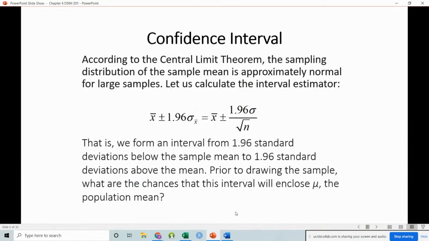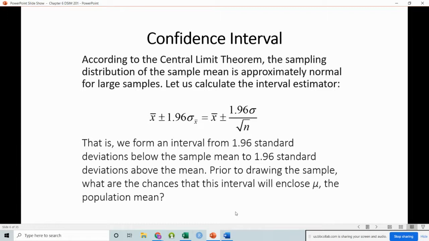So according to the central limit theorem, which we've talked about several times at this point, the sampling distribution of the sample mean is approximately normal for large samples. So let us calculate the interval estimator: our sample mean x bar, plus or minus z times the standard deviation. Here we use 1.96, which is the number of standard deviations for a 95% confidence interval. I would remember 1.96 because we use that number a lot.